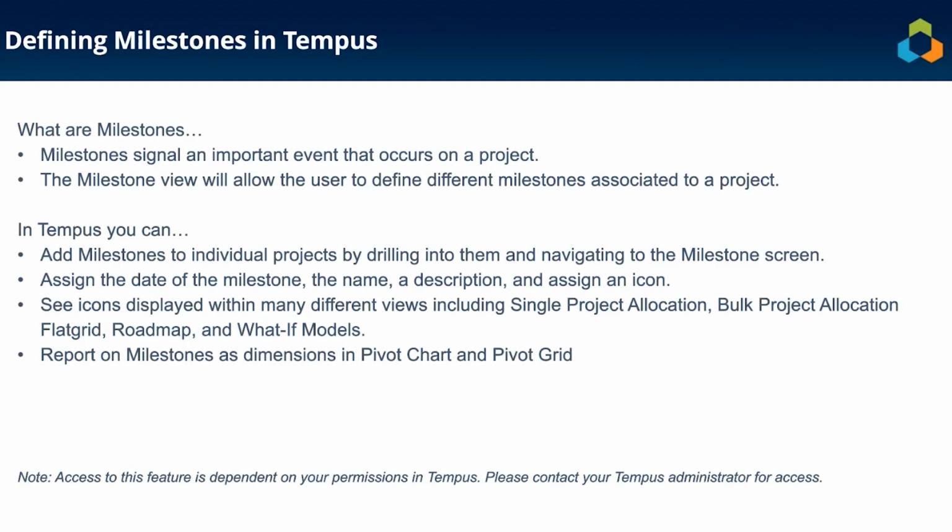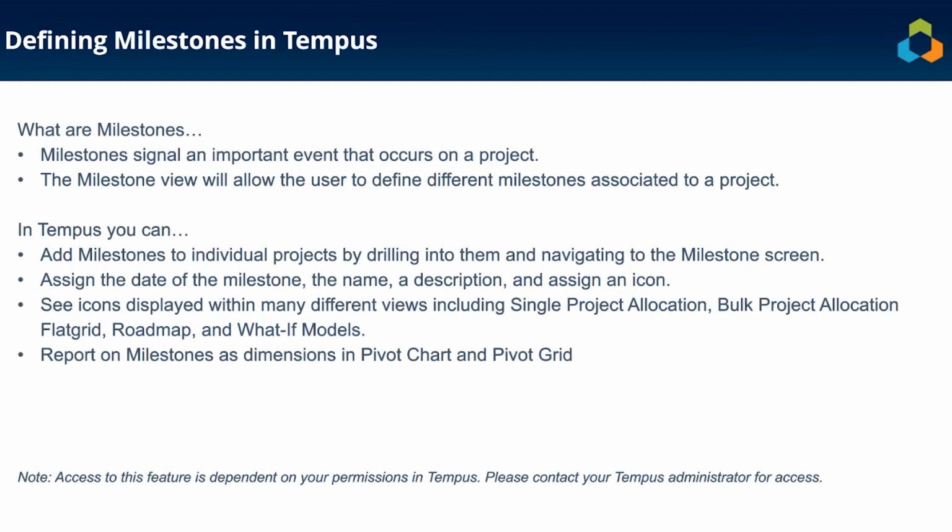Today we're going to be talking about what milestones are, how you can find them in Tempus, and how to create milestones. Milestones signal an important event that occurs on a project. The milestone view allows the user to find different milestones associated to a project. And in Tempus, you can add milestones to individual projects by drilling into them and navigating to the milestone screen. You can assign the date of the milestone, the name, a description, and assign an icon.